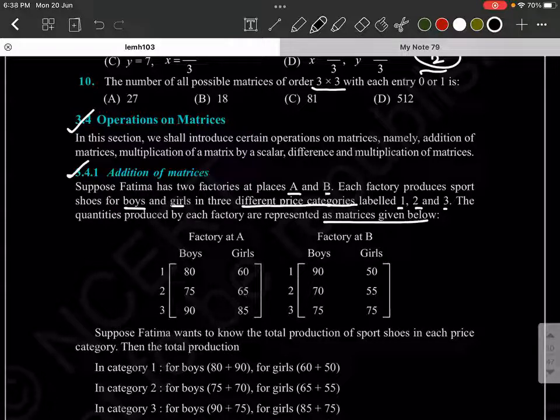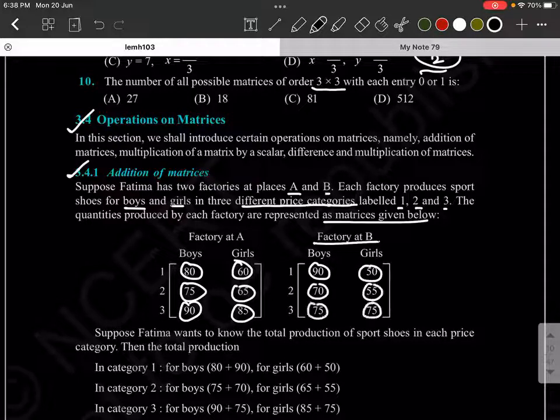Okay. So for boys in factory A, in category number 1, there are 80 shoes. Correct? Shoes only, no? Here 60 shoes, 75, 65, 90, and 85. In factory B, 90, 50, 70, 55, 75, 75. Okay. Now you want to find the total number of shoes that are produced under category 1, 2, and 3. What will it be? Will you not add them?